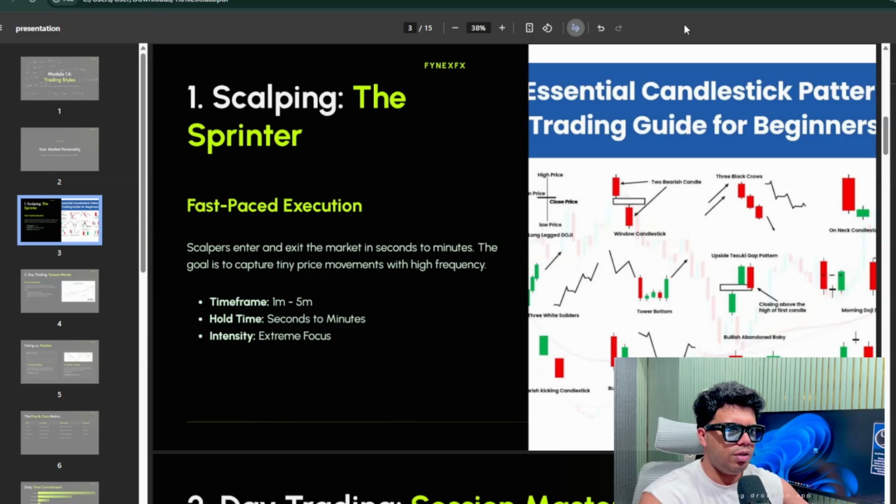You're going to understand here. The first one is scalping. So what is scalping? Scalpers enter and exit the markets within seconds to minutes. The goal is to capture tiny price movements with high frequency. So what does this mean?